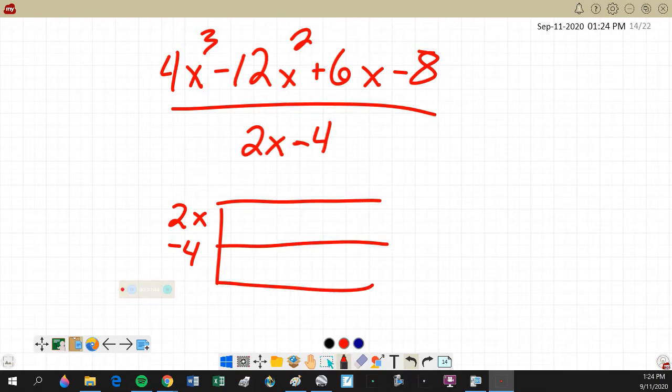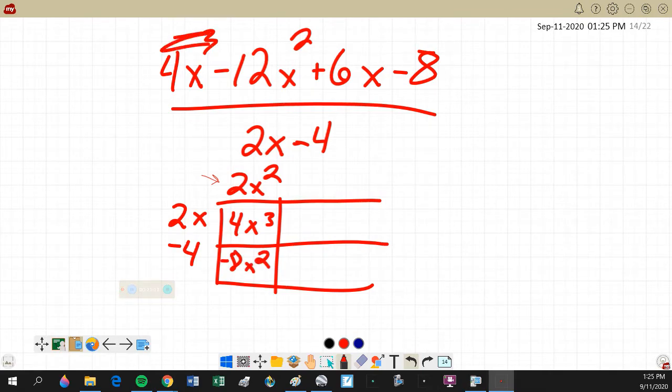I don't know how long this is going to be. So I bring down the 4x to the third. What should go here? 2x squared. Does everybody understand that? Everybody's good? 2x squared, which allows me to put negative 8x squared down here. So I'm done with this one.